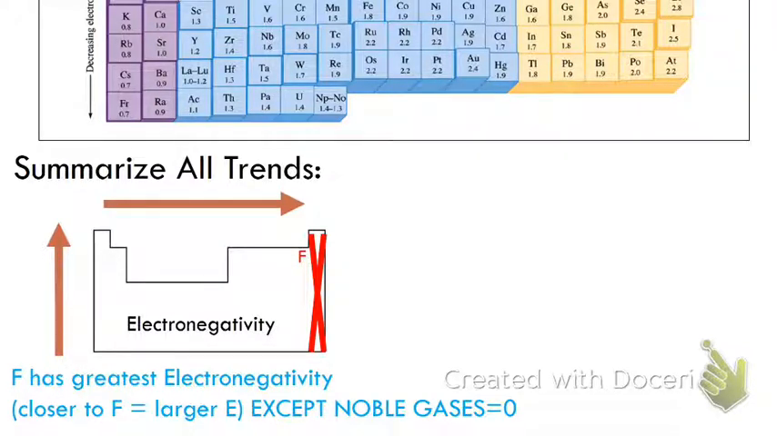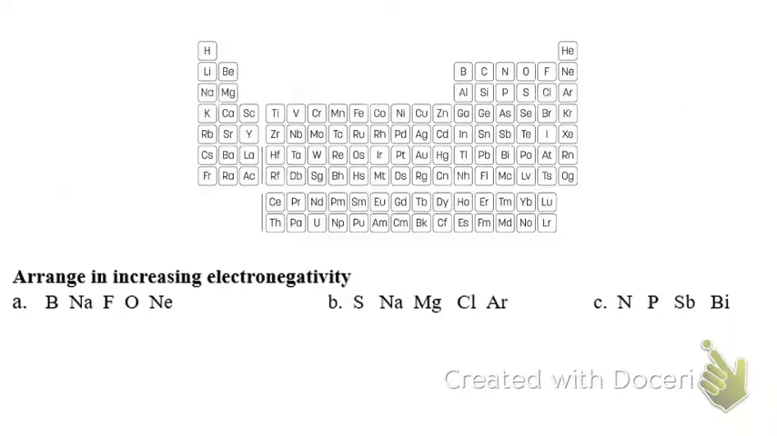So that's our trend. Now let's use that to do a couple practice problems. And I know there weren't practice problems for electron affinity. The answers would be the exact same as these. These two trends are basically identical. The only real difference is in their definitions. So you can almost treat both of these like one trend.